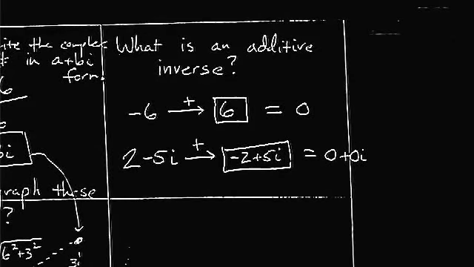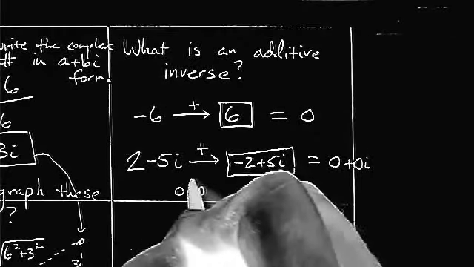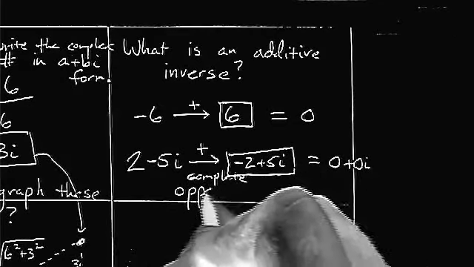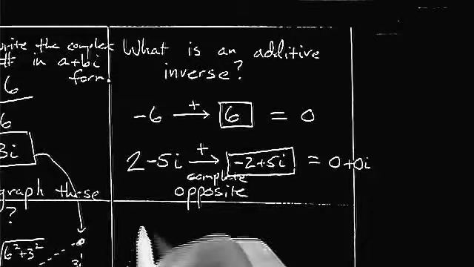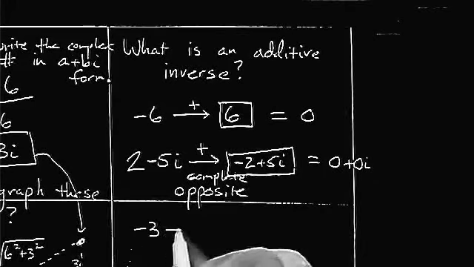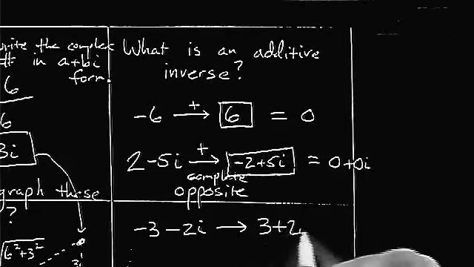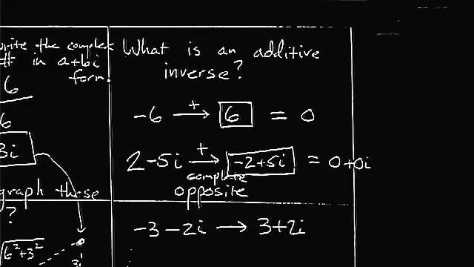Additive inverse means the opposite. Here, I'll put complete opposite. So negative 3 minus 2i has a complete opposite of positive 3 plus 2i. Probably the easiest points you can pick up on a quiz or test. Please make sure you get those points. Those are easy ones. All right.